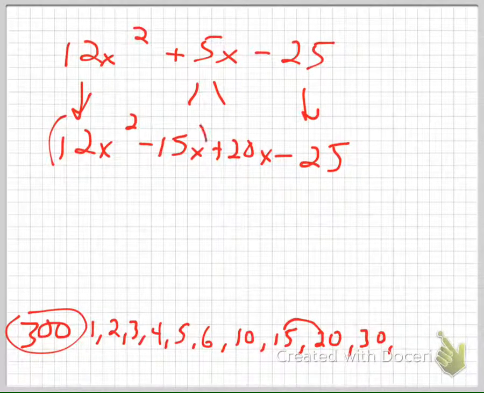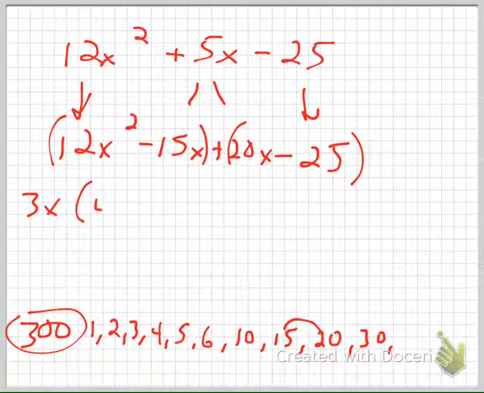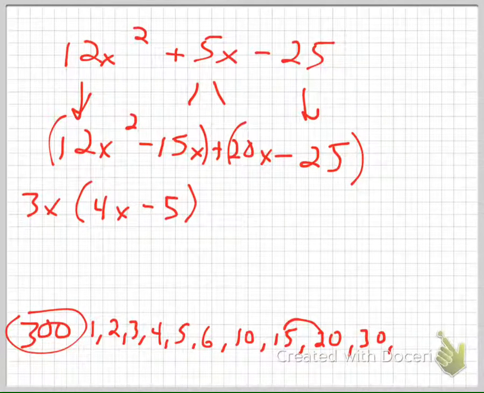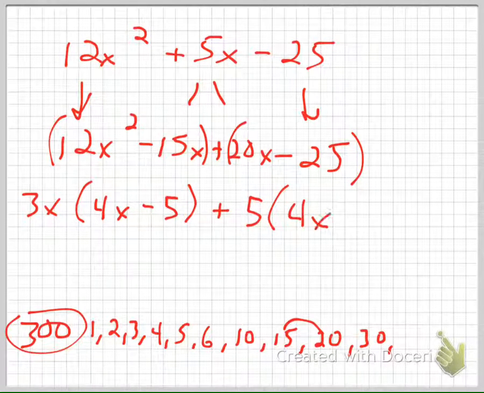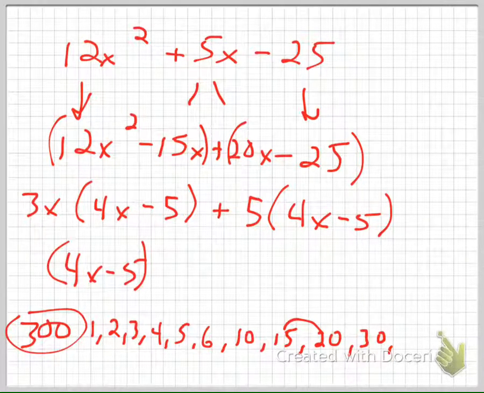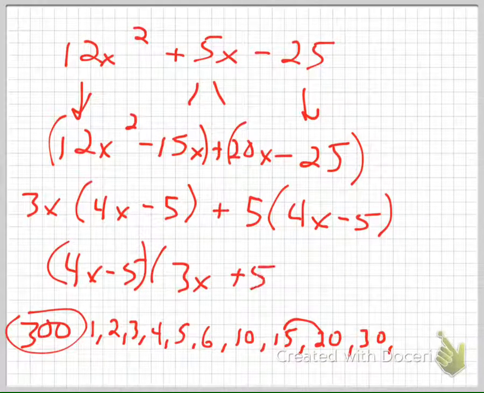So here now I'm going to group them. What can I pull out of the first one? Pull out a 3x. That leaves me with 4x minus 5. Right? No, it's 4x. Right? And then over here, what can I pull out? Plus, I can pull out a 5, which leaves me with 4x minus 5. Oh, that's beautiful. What can I pull out now? Pull out 4x minus 5. 4x minus 5, that times 3x plus 5. And we're done.